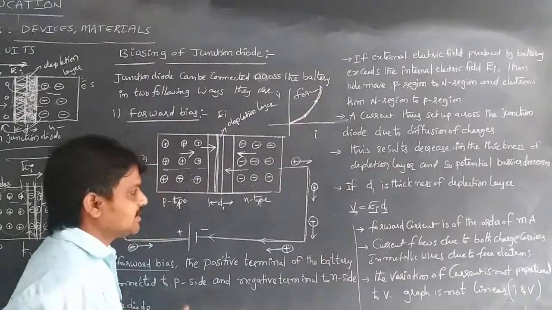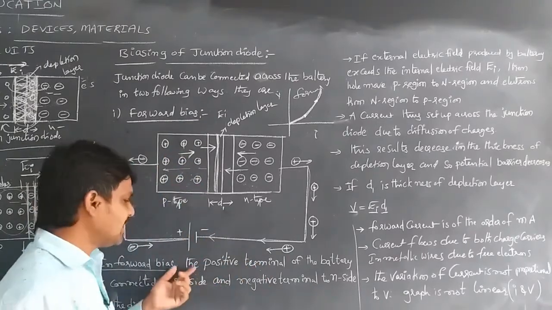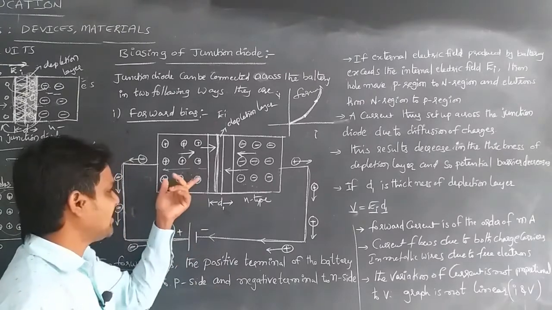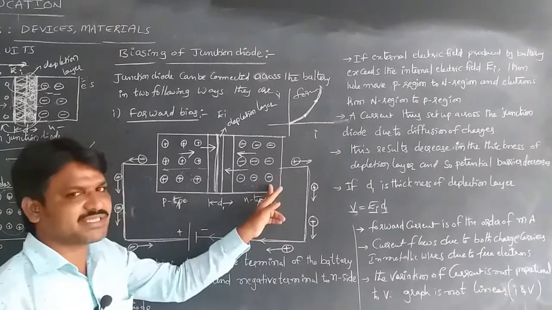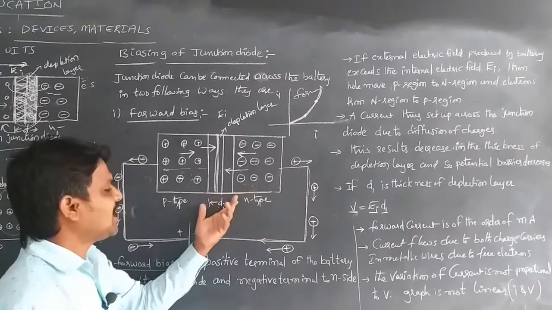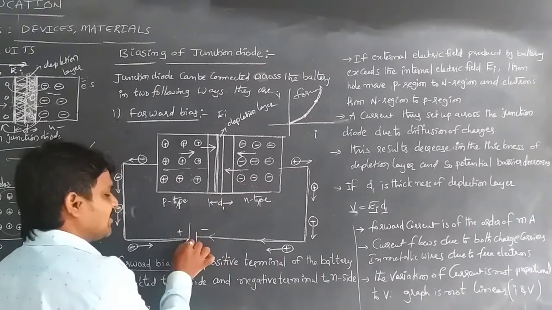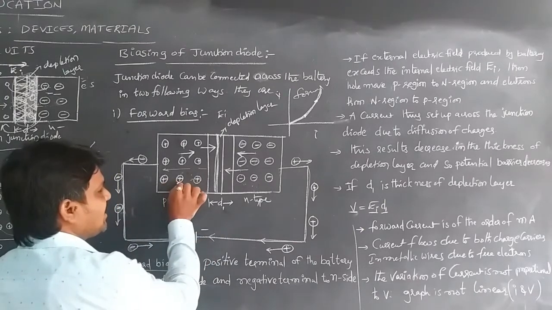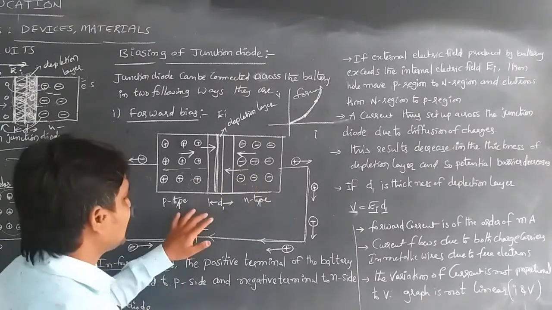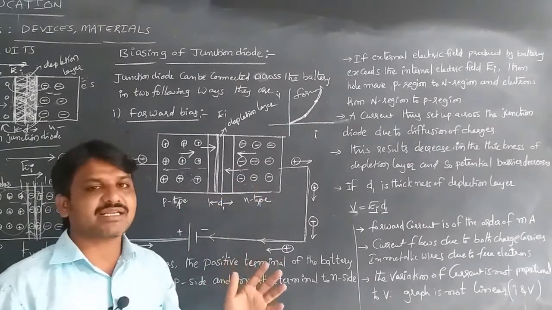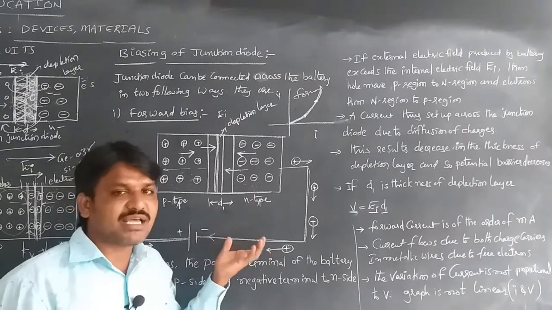To say it once again: when the positive terminal of the battery is connected to the P side of a material, and the negative terminal of the battery is connected to the N type of a semiconducting material, then it is forward biased. A PN junction diode is forward biased when the positive terminal of the battery is connected to the P side and the negative terminal to the N side, so that the external electric field applied to the PN junction diode is more than the internal electric field.